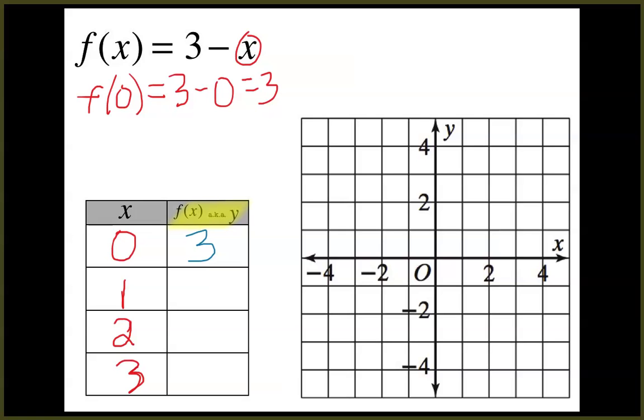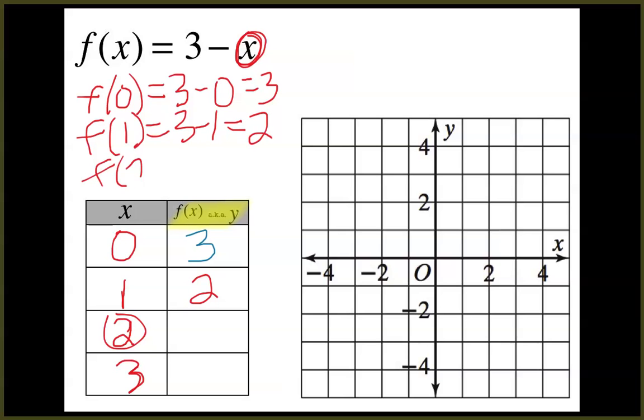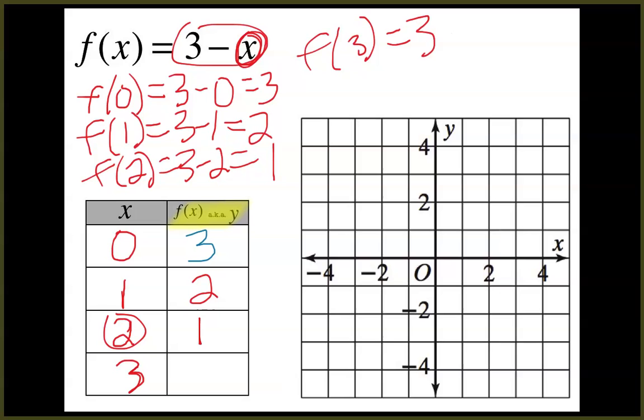If I want to do my next one, then I'm going to do that by doing f of 1. And f of 1 would be, instead of 3 minus 0, going to be 3 minus 1, because 1 is my input number. And of course, 3 minus 1 is 2. And I can keep going and do this next one. f of 2 is going to be 3 minus 2, which is 1. And so I only have one more, and that's going to be f of 3. And that's going to be 3 minus my input number, which is 3. And this time I get 0.